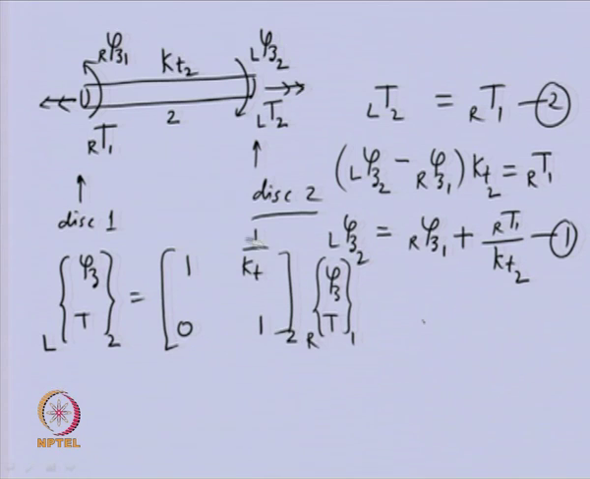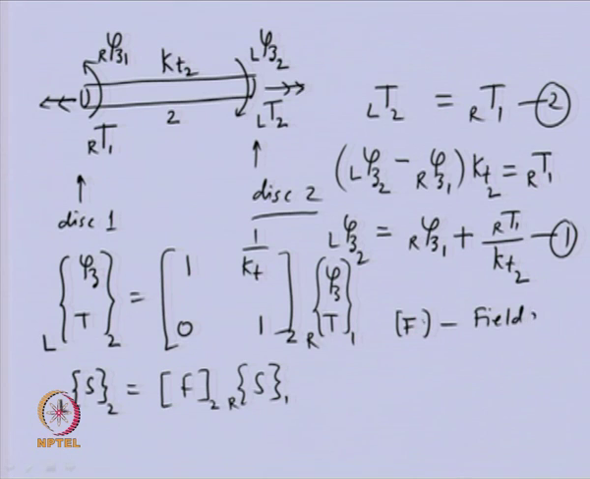So, this particular matrix is related to the second shaft, and in more compact form we can write the state vector as S left of 2 is equal to, and this matrix I am calling the field matrix for shaft 2, and this is the state vector right of 1. F is the field matrix, and earlier we had the P matrix, which is the point matrix.